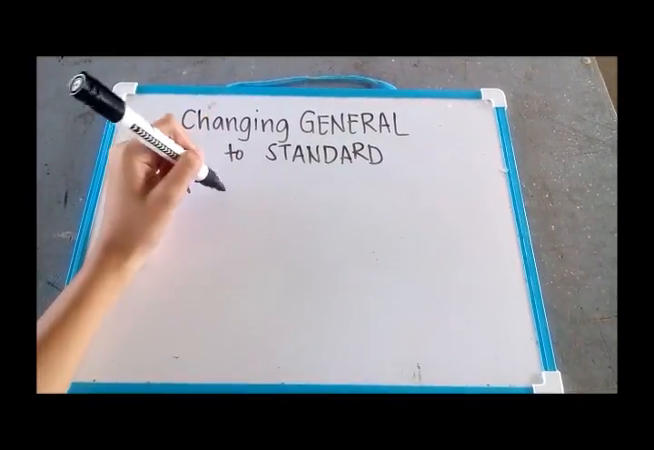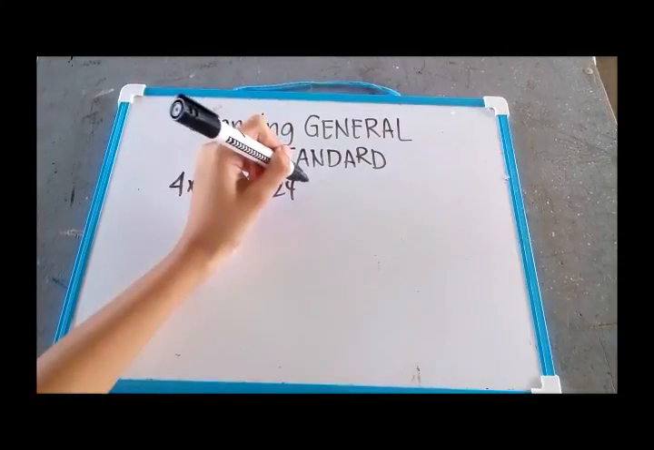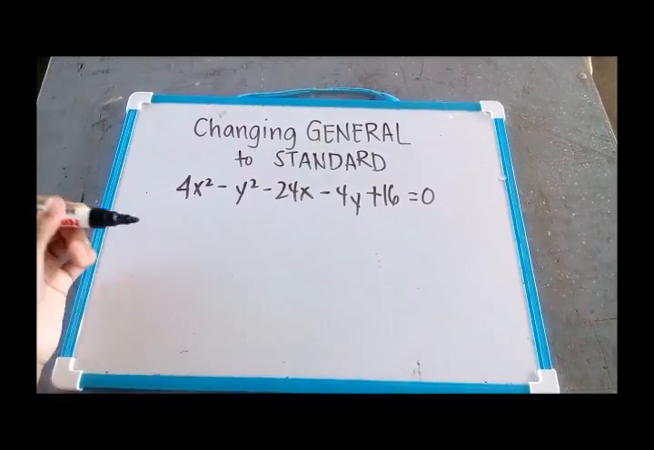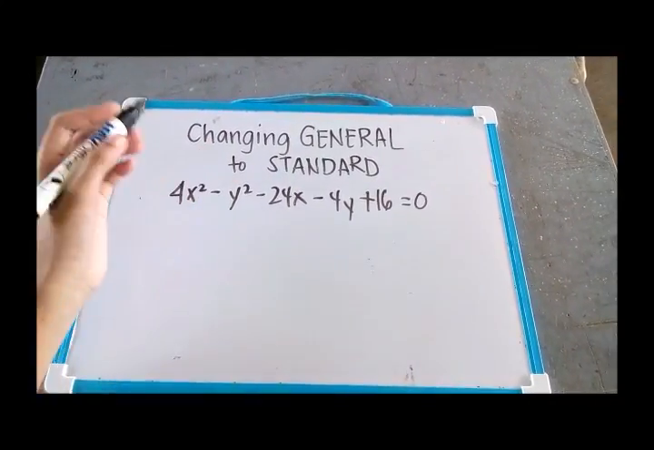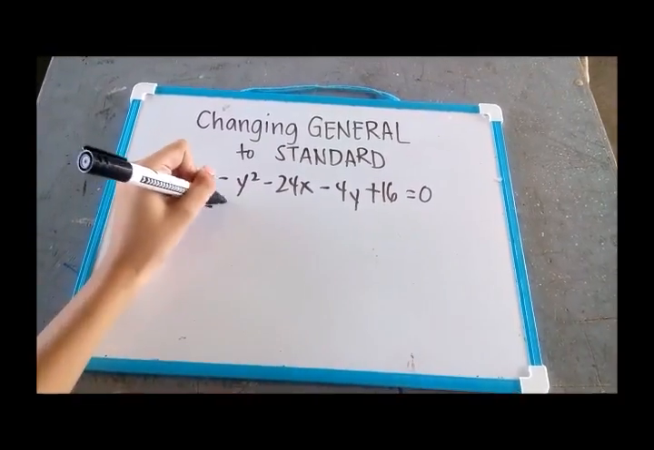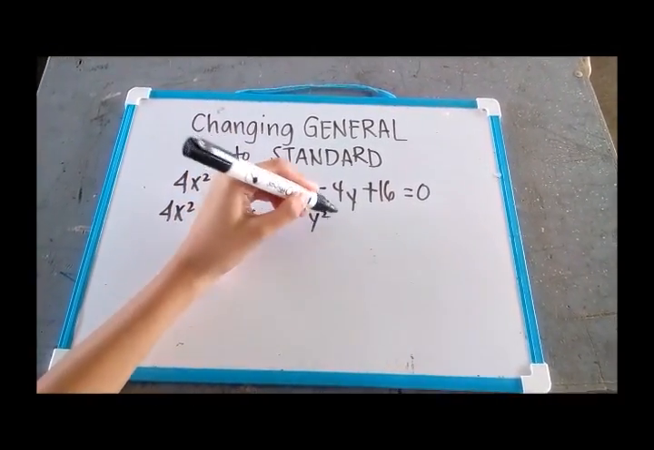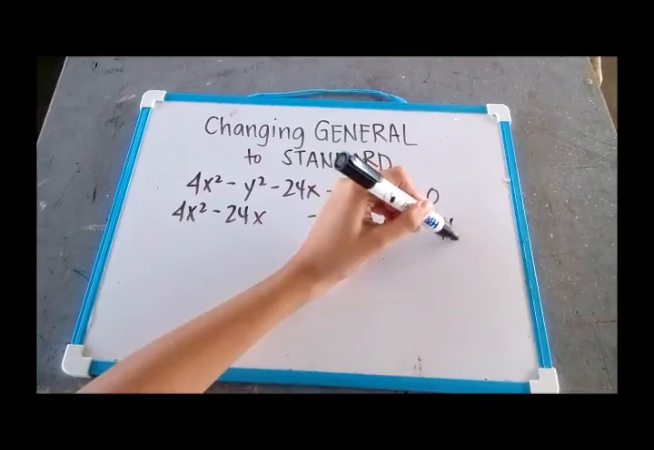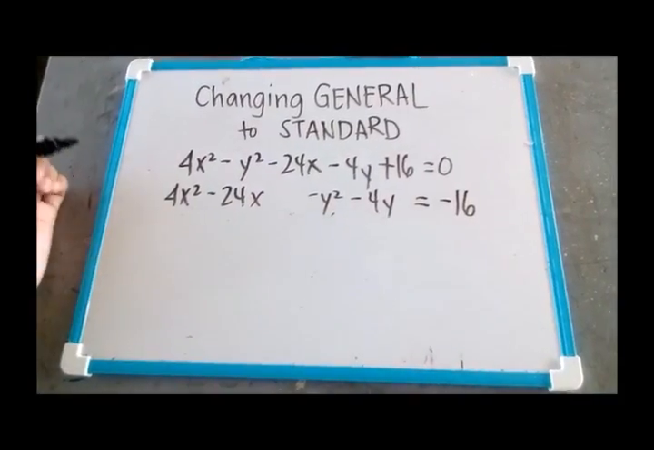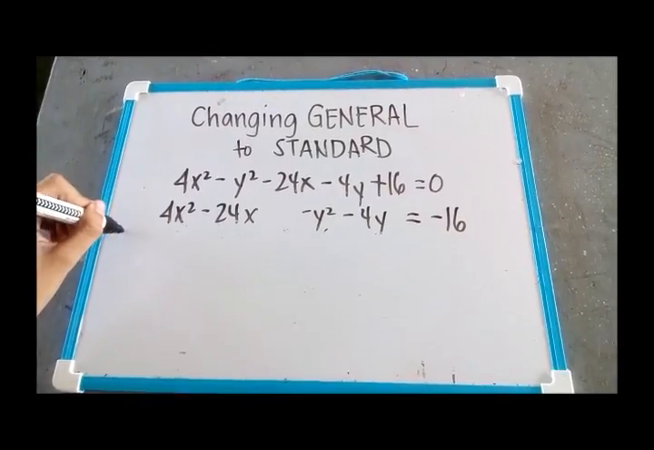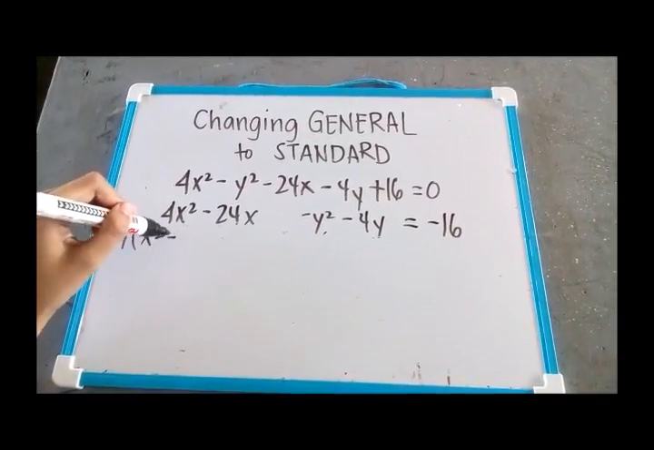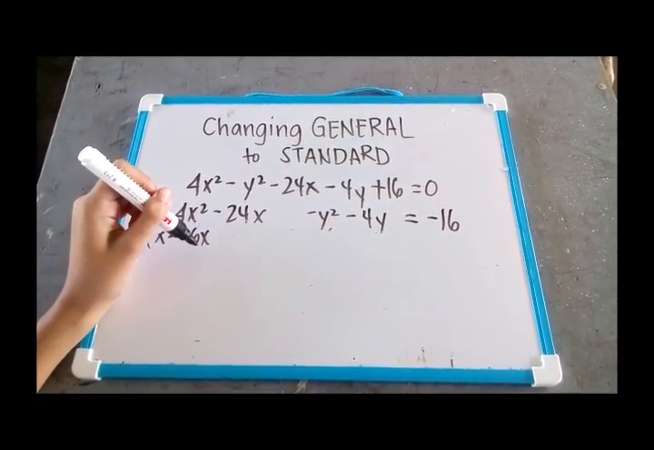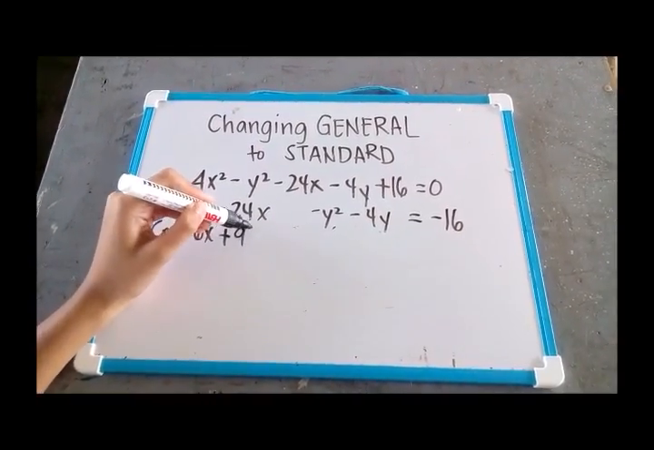For our last example, let's have 4x squared minus y squared minus 24x minus 4y plus 16 is equal to 0. To change this to standard form, the first thing to do is to group the terms with x and y and isolate the constant on the right side. Second is to factor the terms using common monomial factor. Then complete the square. To complete the square, you have to divide the second term by 2, then square it.